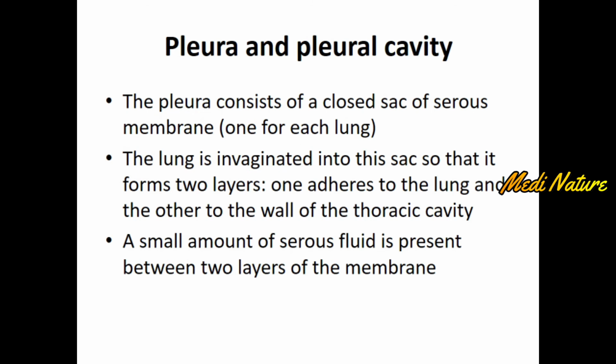Let's see about the pleura and the pleural cavity. So, the pleura consists of a closed sac of serous membrane, one serous membrane for each lung. The lung is invaginated into this sac so that it forms two layers. One layer adheres to the lung and the other to the wall of the thoracic cavity. A small amount of serous fluid is present between these two layers of the membrane.